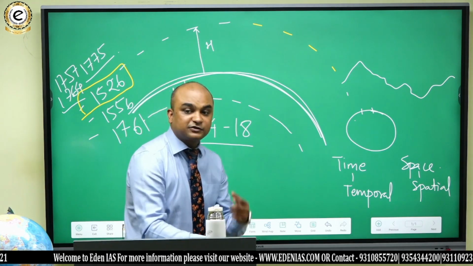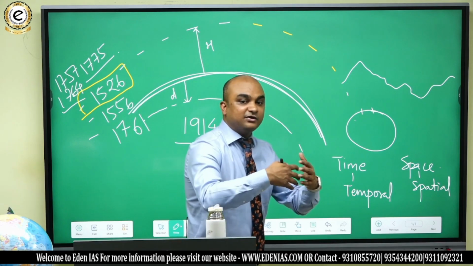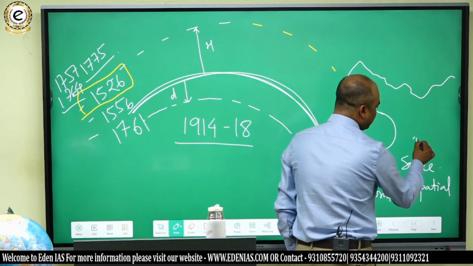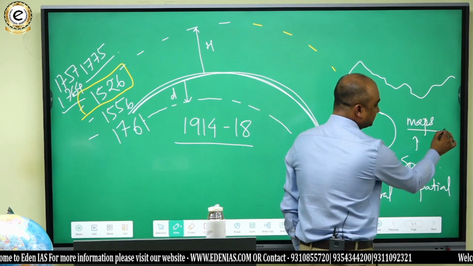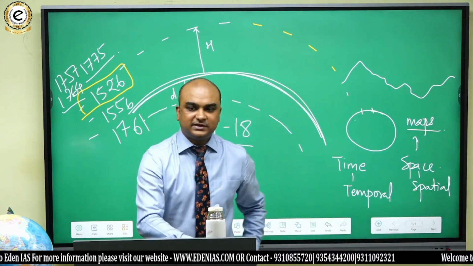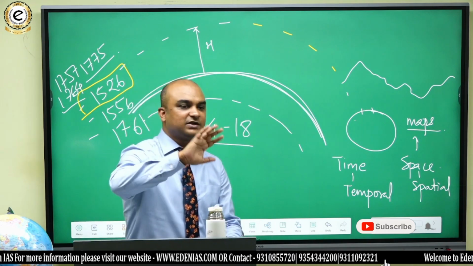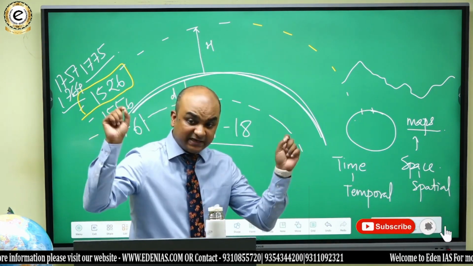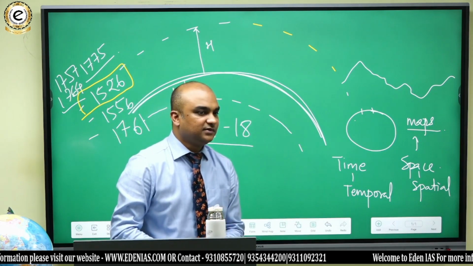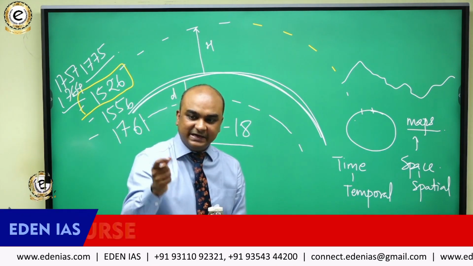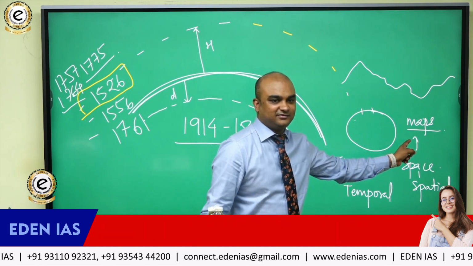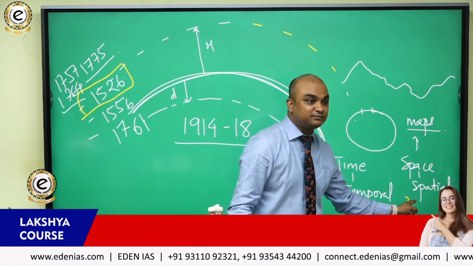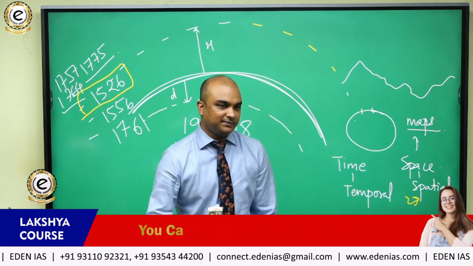And the result of spatial description, whenever we try to describe something spatially, we often take the help of what? Maps. Isn't it? It's like, can I make a map of all the major mountains of the world? Can I make a map of all the major rice producing areas of the world? So map making becomes an integral part of geography. Why? Because geographical description is what kind of description? Spatial description.